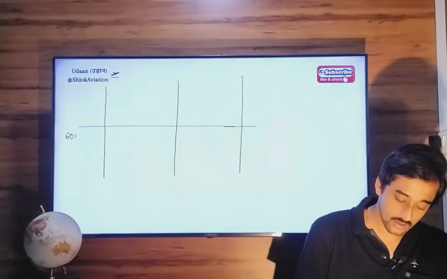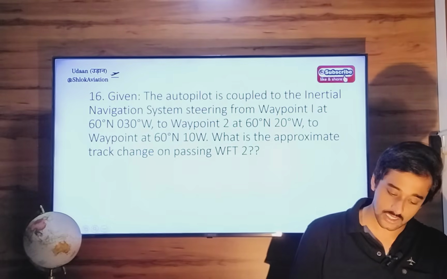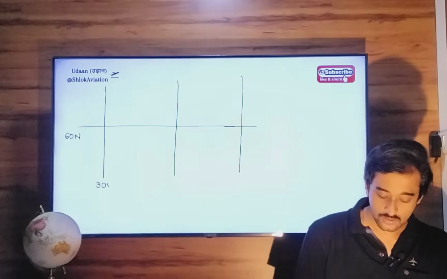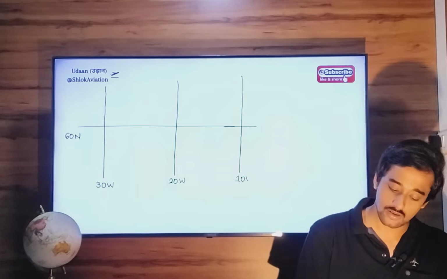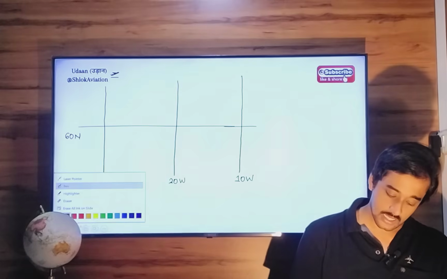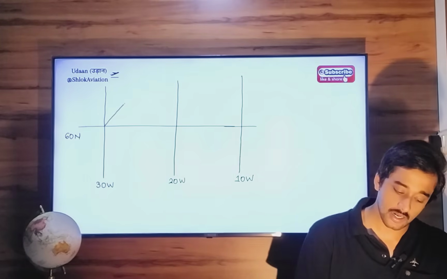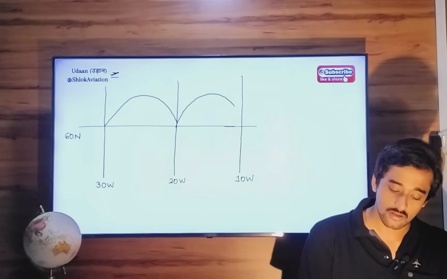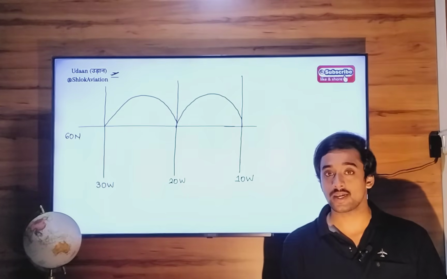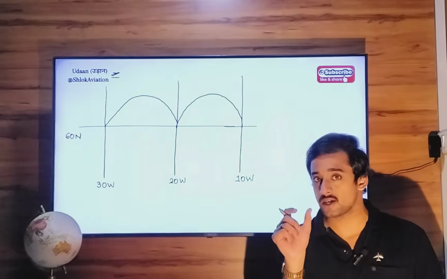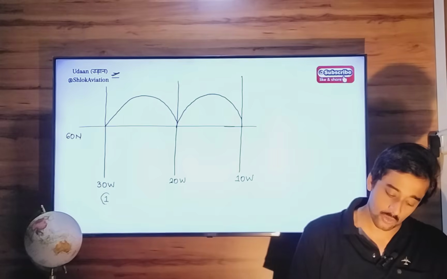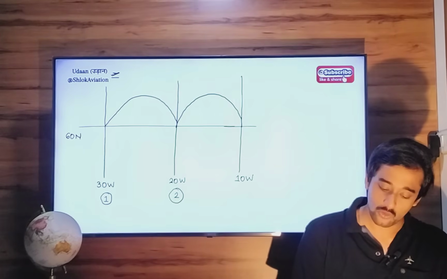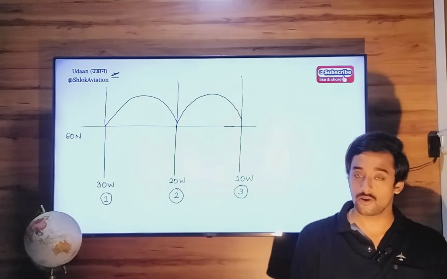60 north, 30 west, 20 west, 10 west. Since you are in the northern hemisphere, the great circle track will pass to the nearest north pole like this, then like this. Now they have asked us to find the change in the great circle direction at waypoint number 2. This is your initial waypoint 1, waypoint 2, waypoint 3.